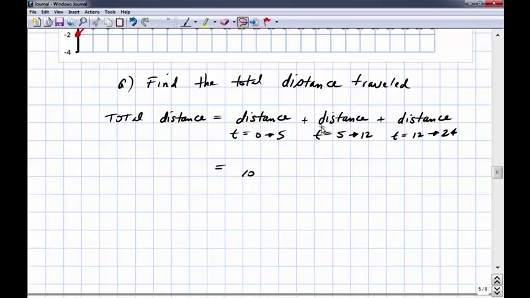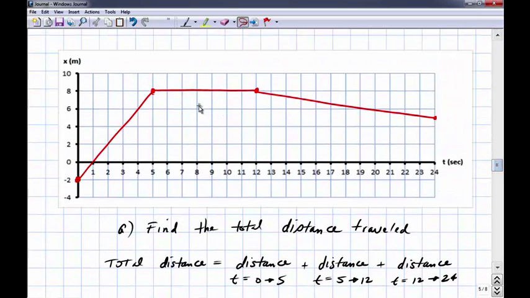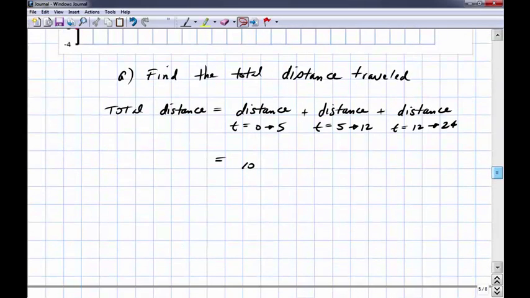In the second leg of the journey, between time equals 5 and time equals 12, let's take a look at what happens. Well, at time equals 5, we're at a location of 8 meters, and at time equals 12, we're still at that location. In other words, we haven't moved at all, and because of that, the total distance there is 0.